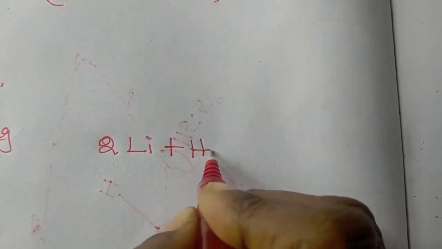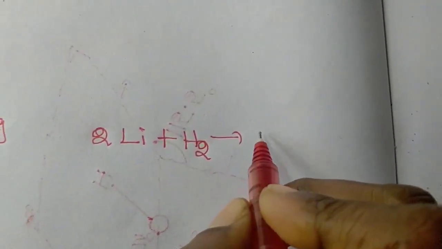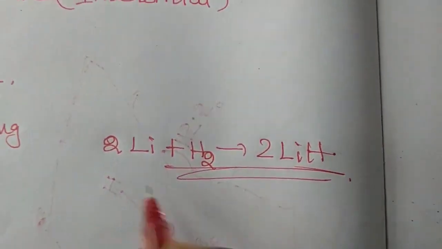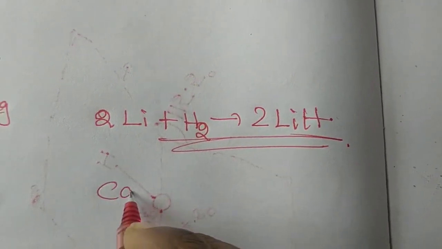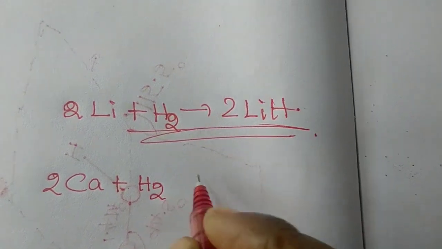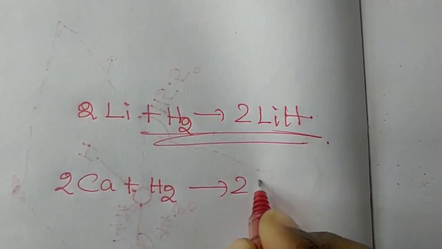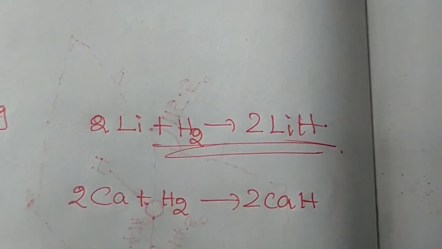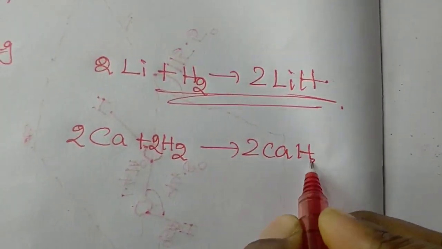For example, in the formation of hydride, 2 lithium combined with 1 molecule of hydrogen produce 2 lithium hydride. So this is the formation of hydride. And a second example: calcium combined with 1 molecule of hydrogen produces CaH2.